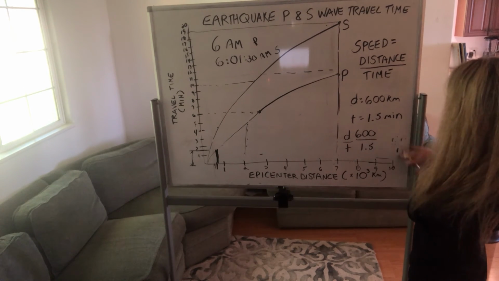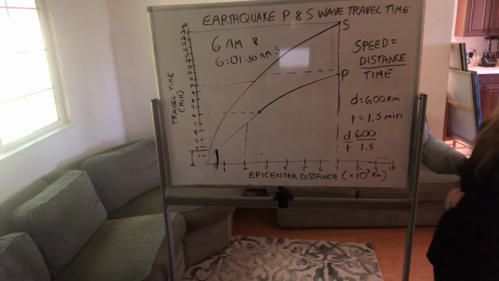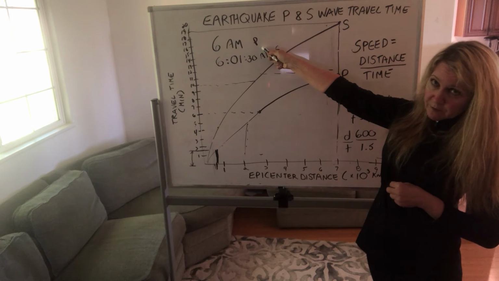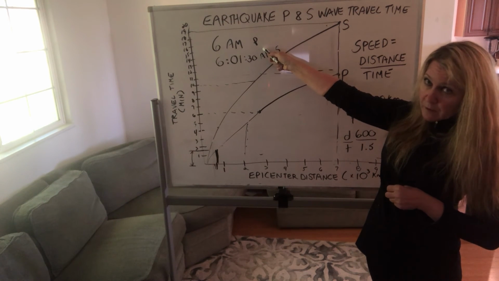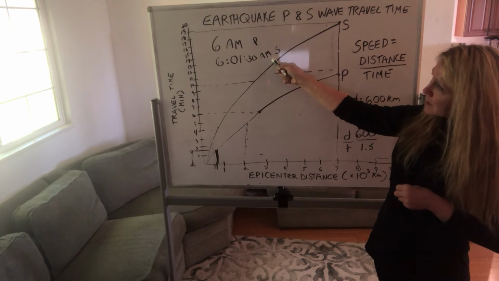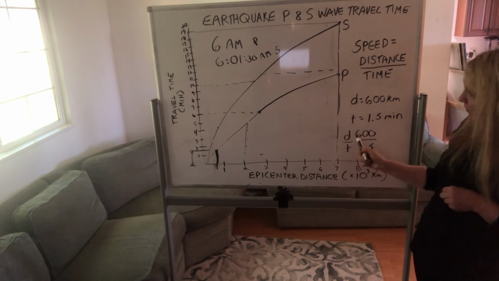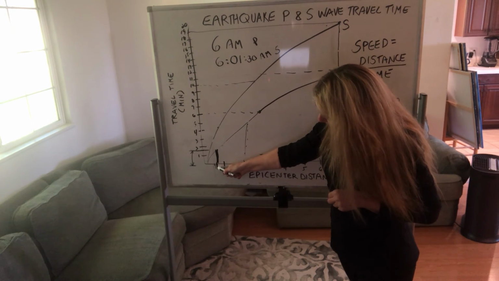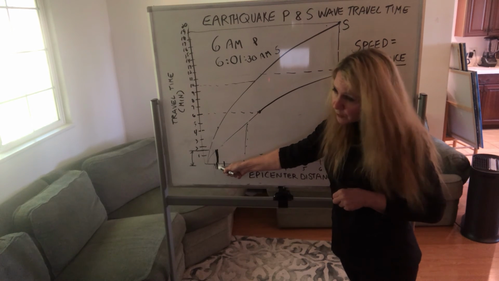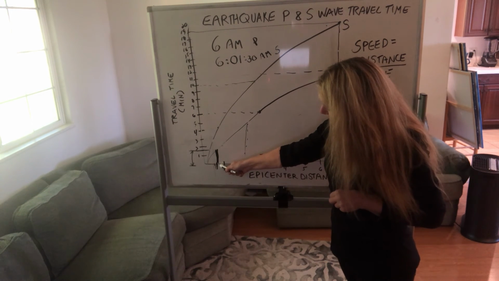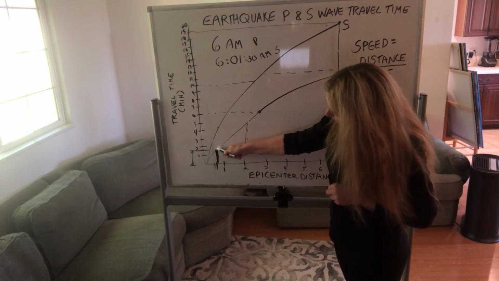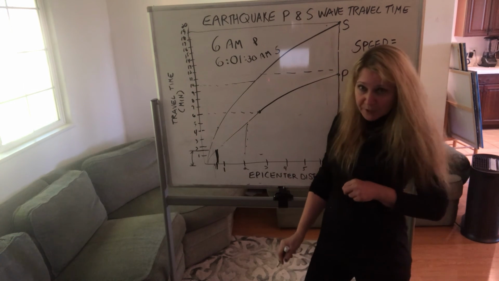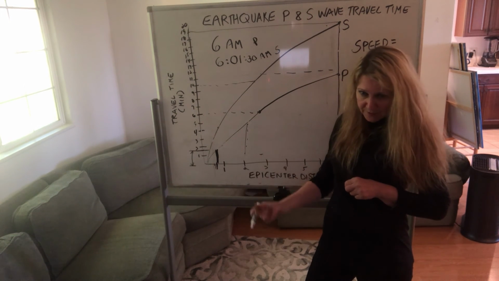So if we want to figure out what time this earthquake happened, here's the time the P waves arrived, the seismograph. This does not mean this is when the earthquake happened, though. Right? This is the time the S waves arrived. So the distance we calculated to the epicenter is 0.6 times 10 to the third, so 600 kilometers. And the time it takes for the P wave to go that distance is 1.5 minutes. So it takes 1.5 minutes to go that distance.